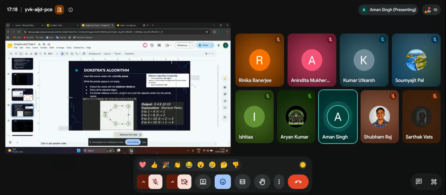And at last, you will get in the distance array the minimum distance required to reach that node, starting from the starting node. So here you can see in this example.